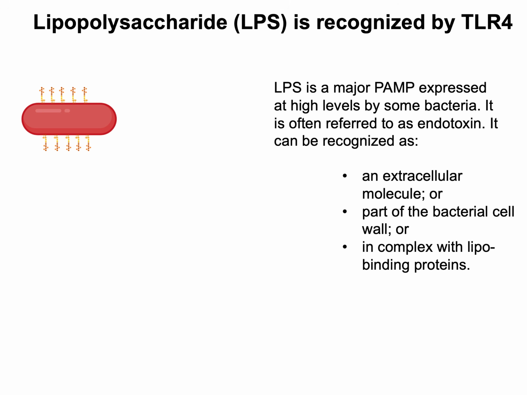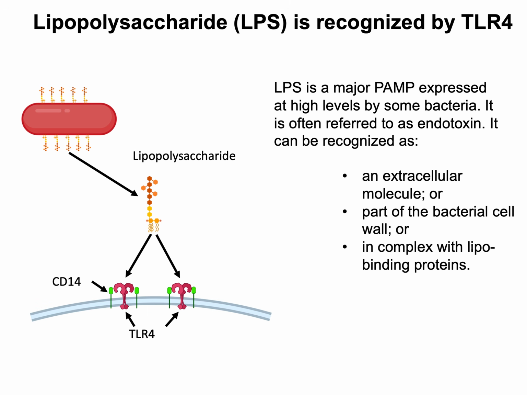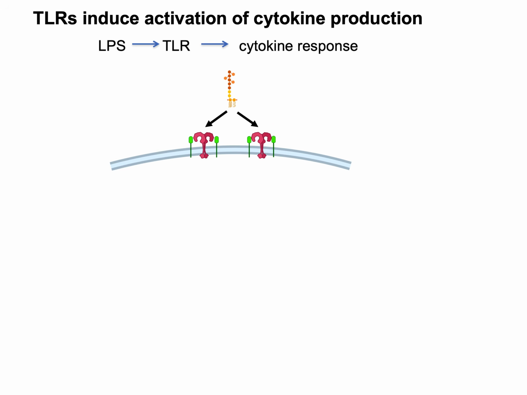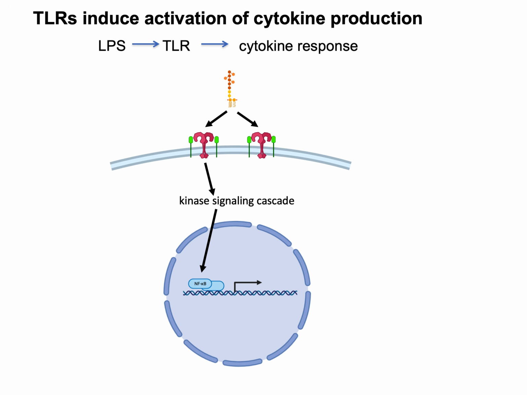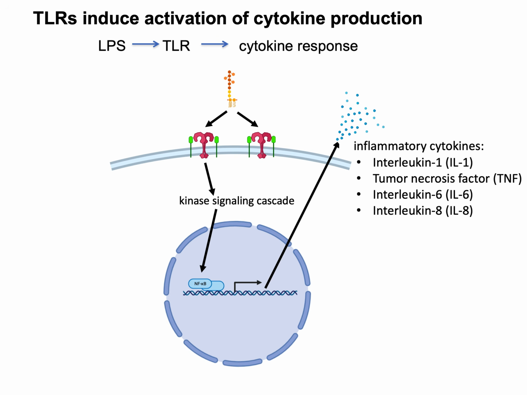Lipopolysaccharide is present on the surface of bacteria, not all bacteria, but many bacteria, and can also be secreted. And when lipopolysaccharide binds to toll-like receptor 4 on the surface of innate immune cells, this can trigger an inflammatory response. This inflammatory response is triggered because that binding induces a kinase signaling cascade, which in turn activates transcription factors that drive the production and secretion of inflammatory cytokines.